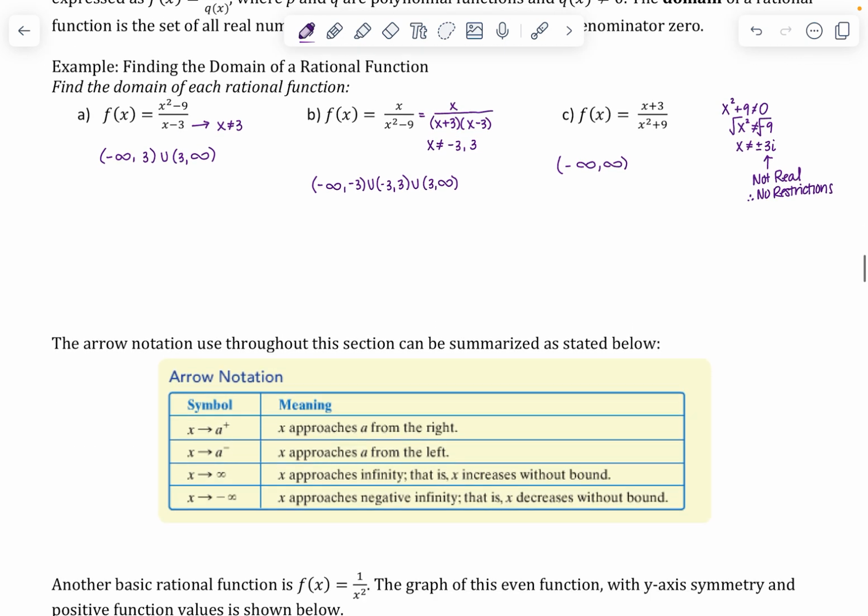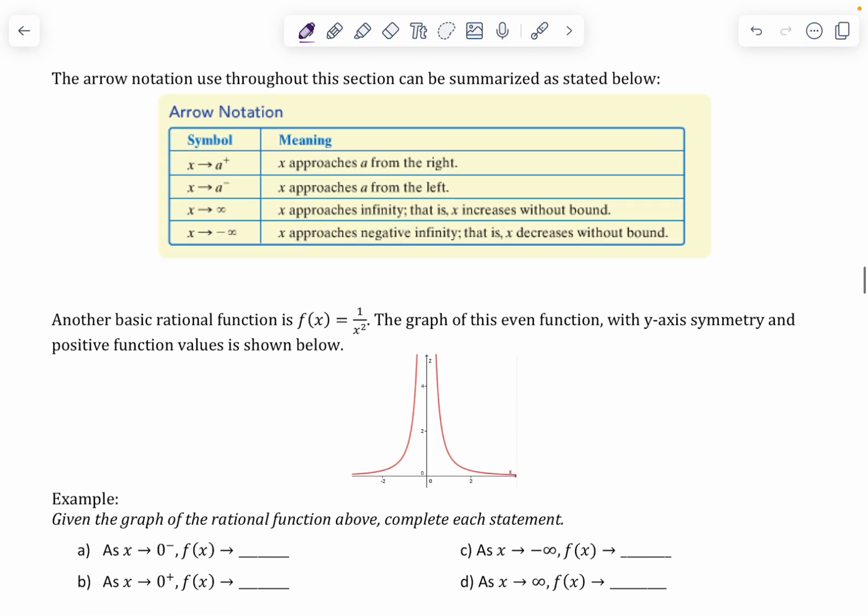All right, so because we're kind of short for time, we're going to skip this next section.